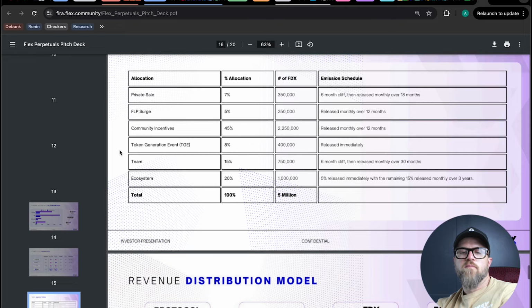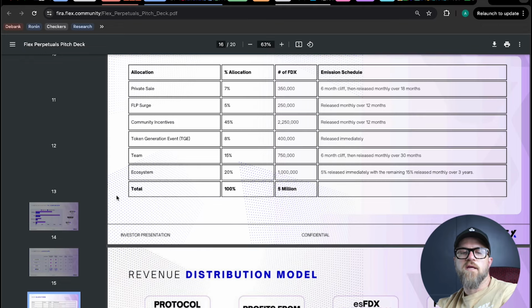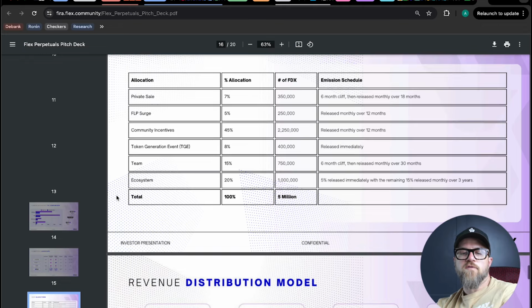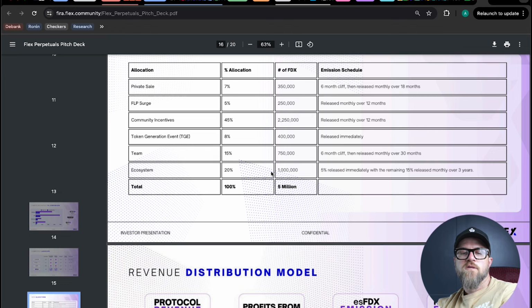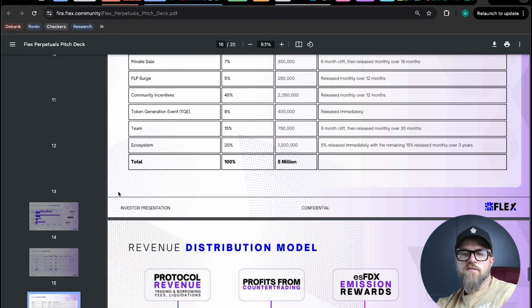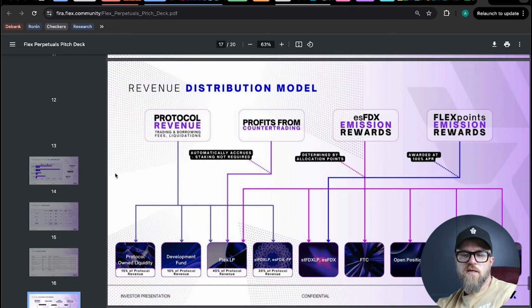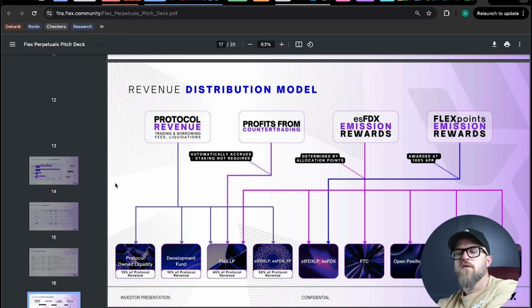Team is taking 15%, which I think is a healthy team allocation, 6 month cliff and 30 month vest, which helps us as private sellers to not get diluted too much by the team. And then since they have the same cliff period and a longer vest, they can't dump on us super quick, but it gives them some cash flow if they need it. So that's great. And then ecosystem is 20%, 5% released immediately, with the remaining 50% released monthly over 3 years, which I think is probably going to be given out to stakers, perhaps. I'm not sure how that's going to be distributed, but as incentives for the ecosystem use, which I think is great to keep continuing to incentivize those who use the platform.